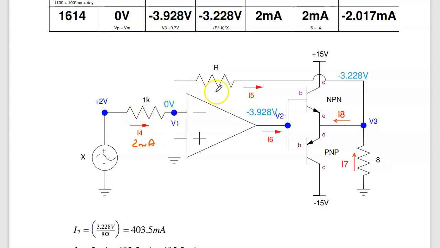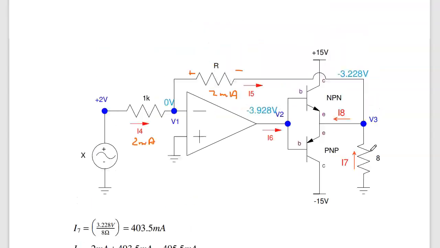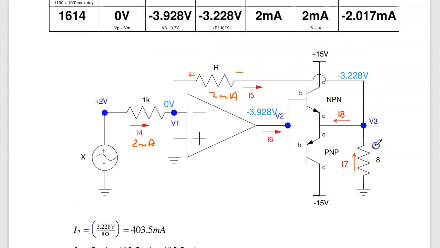This current has no place to go except through I5. This is also 2 milliamps. From V equals IR, I can calculate the voltage, and it'll be 2 milliamps times R, negative, minus 3.228 volts for the R that I used, 1614 ohms. Minus 3.228 volts over 8 ohms means that I7 is 403 milliamps. This is 403 milliamps.